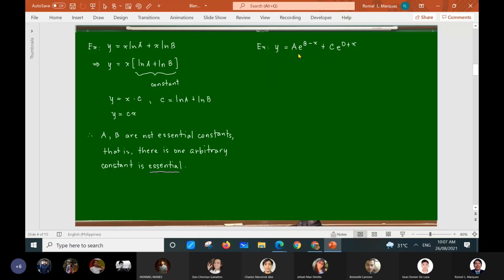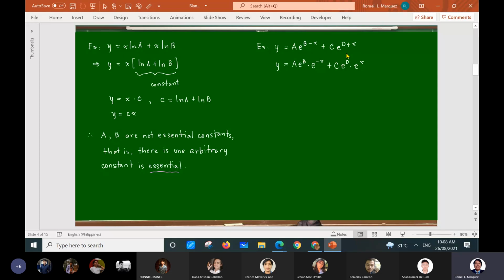I will not give you a solution containing non-essential arbitrary constants. Okay? So here, guys, what do you think? I can write this as what? A e to the b times e to the negative x. Am I right, guys? C e to the d times e raised to x, from the laws of exponents. Am I right, guys?